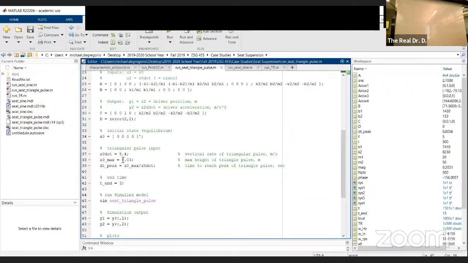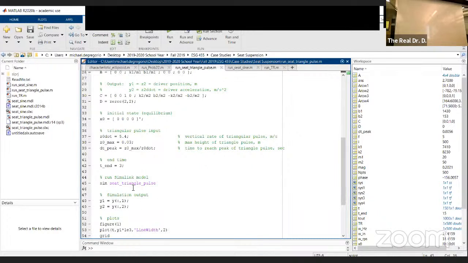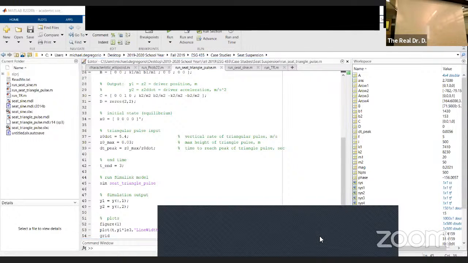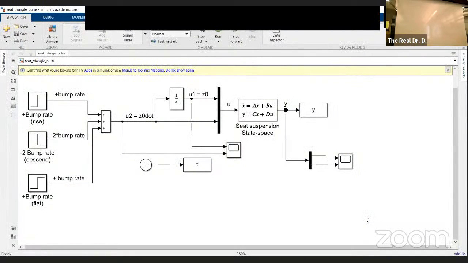I've got Z dot, Z0 dot, right? These are parameters we just came up with on the previous slide, just defining them. And this is going to run seat triangle pulse, right? So let me pull that up and we can take a look at the model. So here's the Simulink model that's associated with it.